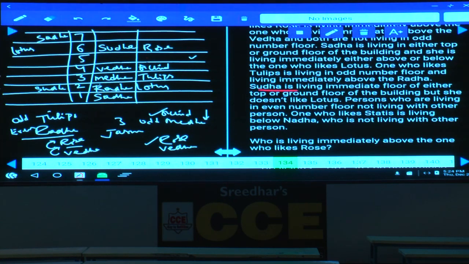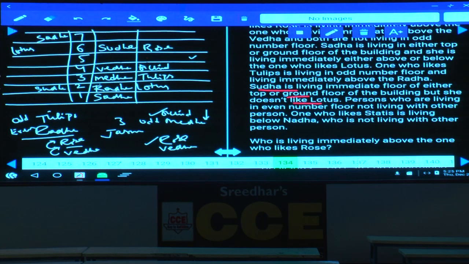Next one. Sudha is living on either the top or ground floor of the building, but she does not like lotus. Persons who are living on an even number floor are not living with each other. Even number floors, exactly one person is there. One who likes status is living below Nada, who is not living with the other person. Status is below this Nada.